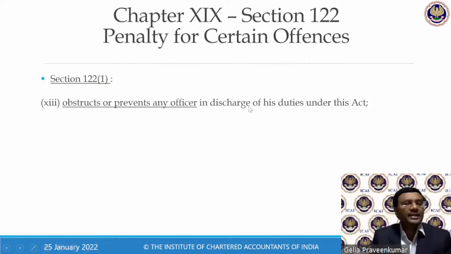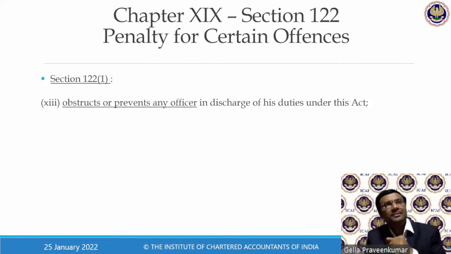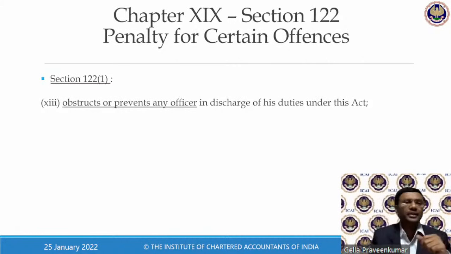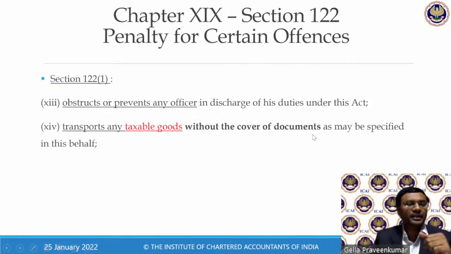Obstructs or prevents an officer in discharge of his duties. We have seen a video recently when there was an e-way bill transaction. There was a fight between the officer and the assessee. The assessee attacked the officer to stop him from doing his job. So if any officer is doing his job, and the registered person prevents or obstructs the officer, it is a punishable offense. Transports any taxable goods without the cover of documents as may be specified.